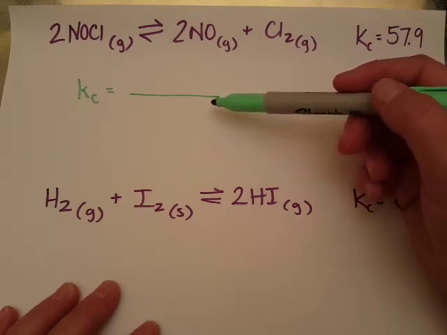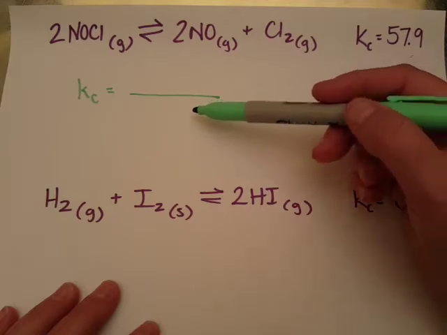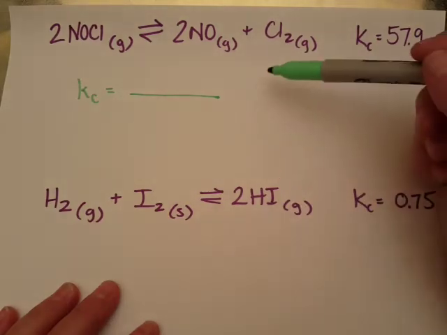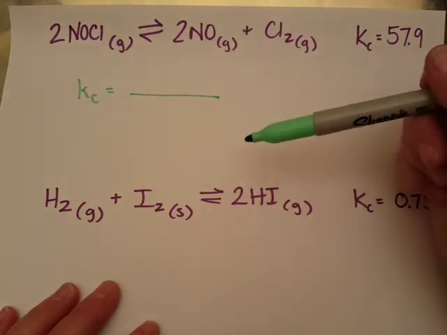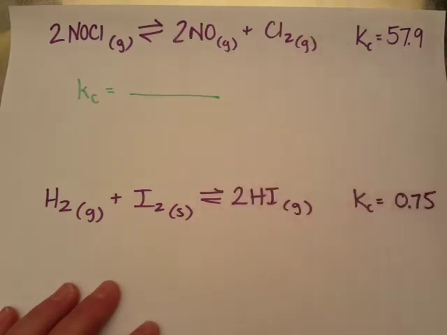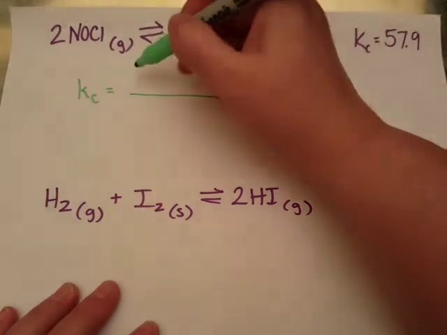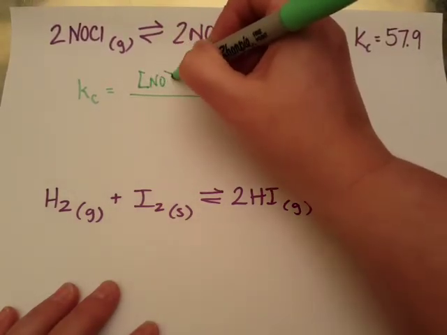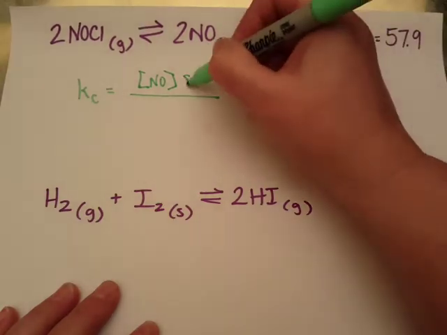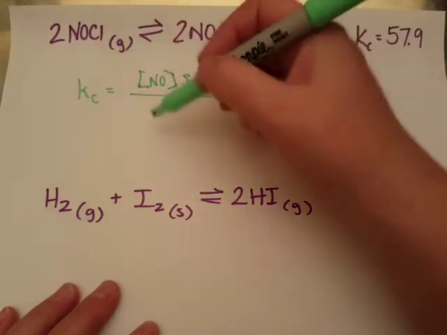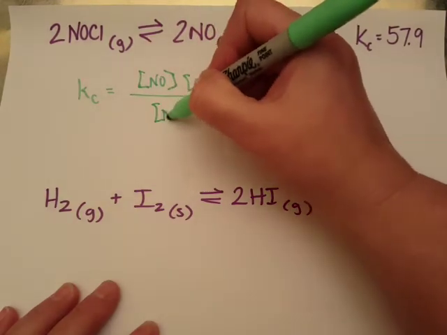Those are not going to be included in the equilibrium law. The only components of the reaction that can be included are gases and aqueous substances. So here we have gas, gas, gas, so we're good. And let's put our products in the numerator. And we're going to put our reactants in the denominator.